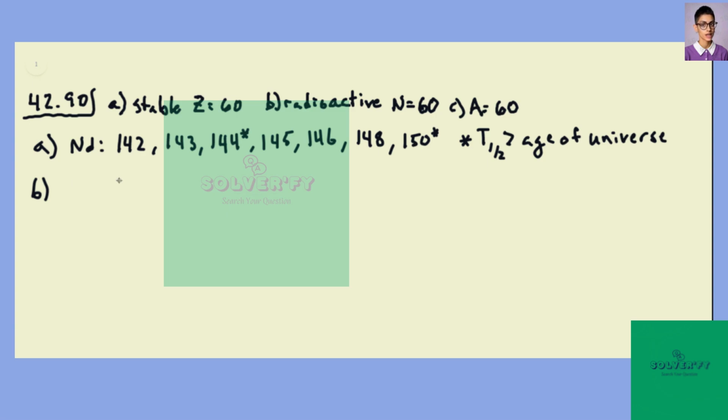So here we want nuclides with 60 neutrons that are unstable, and we also want ones that actually are recognized to exist. Otherwise, you could just come up with any number of protons and it'd probably be unstable. But ones that actually have been found.